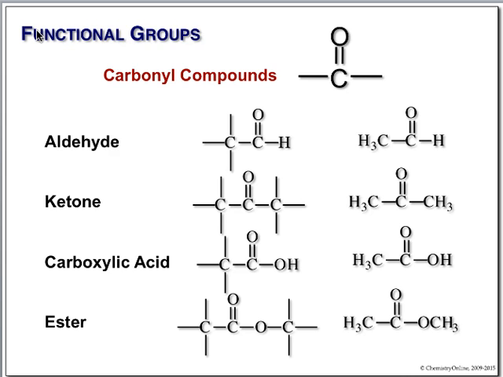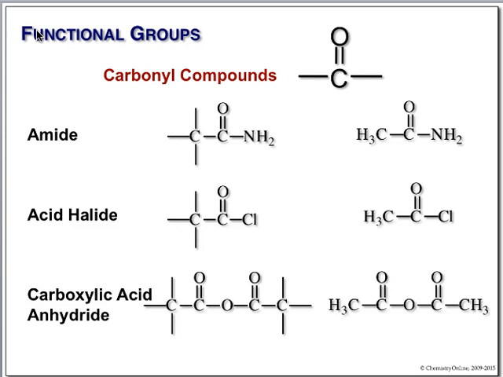If we have an OH attached to one side, this makes it a carboxylic acid. We saw this when we talked about acids and bases. This is a weak acid. This is acetic acid. Again, it's the acidic component of vinegar. If instead of an OH we have an O attached to a carbon, that makes an ester. This is called methyl acetate, the methyl ester of acetic acid.